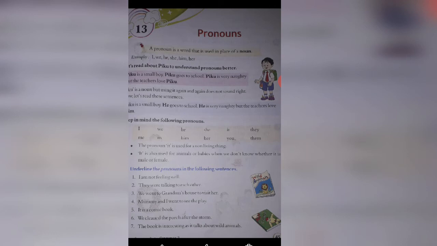मैं ठीक नहीं हूँ. So when we are talking about ourselves, we use I. I is a pronoun. मैं ये नहीं कहूँगी कि अवनी इज़ नॉट फीलिंग वेल, राइट? मैं अपने बारे में बोल रही हूँ तो अपना नाम क्यों लूँगी, राइट? मैं अगर अपने बारे में बोल रही हूँ तो मैं क्या कहूँगी? मैं या मुझे ठीक नहीं लग रहा है, राइट? आई एम नॉट फीलिंग वेल. So here I is the pronoun and you have to underline I.